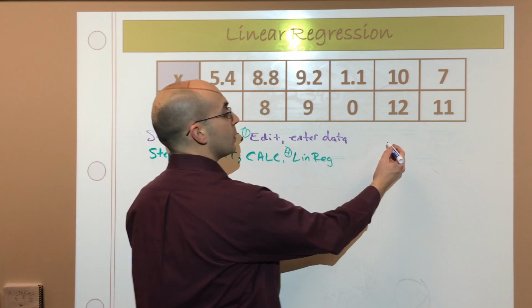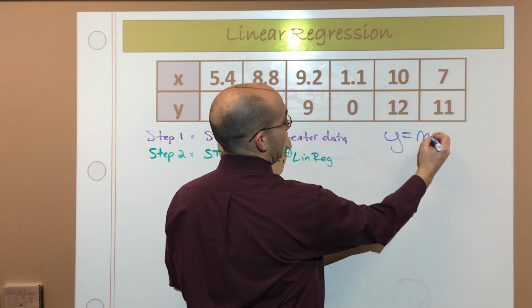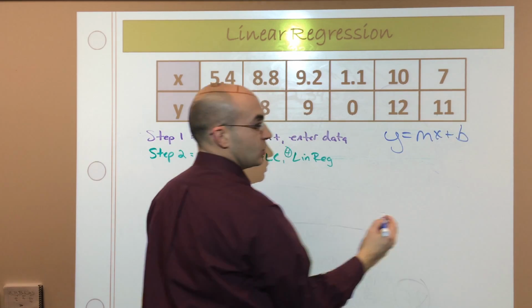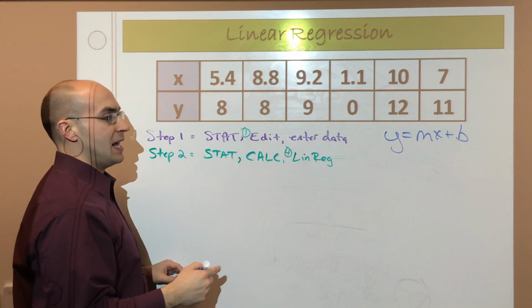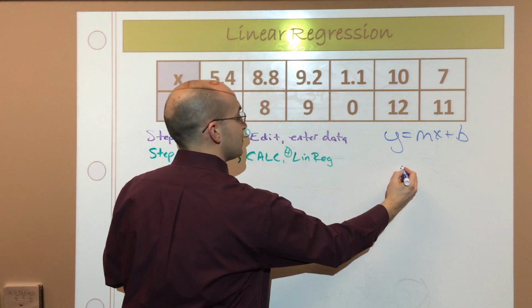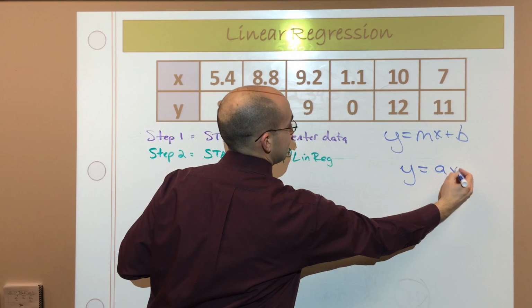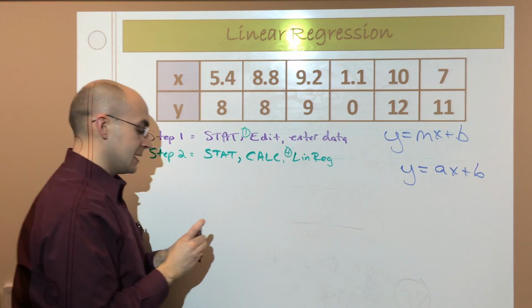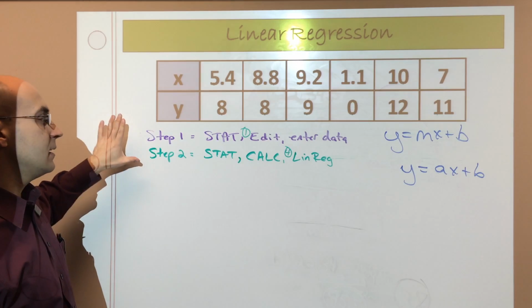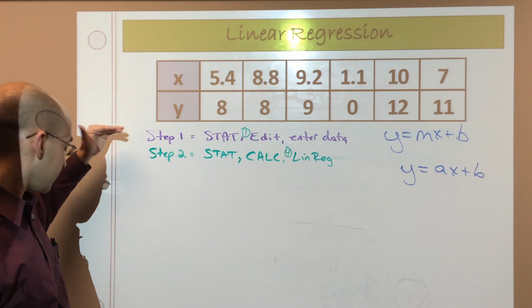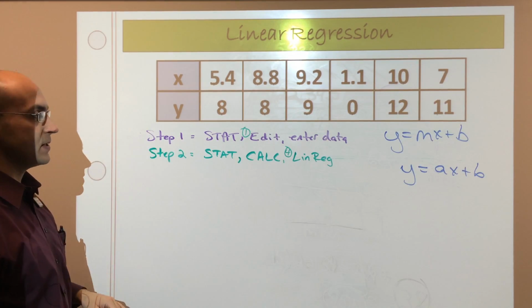And remember, slope-intercept form is y equals mx plus b. But your calculator doesn't represent m how you think it will. It's supposed to represent m with a. So technically speaking, it's y equals ax plus b. And we'll get into that in a second. So I narrowed the steps down a little bit for you, but I kind of combined a couple. Generally speaking, there are two steps to this data.